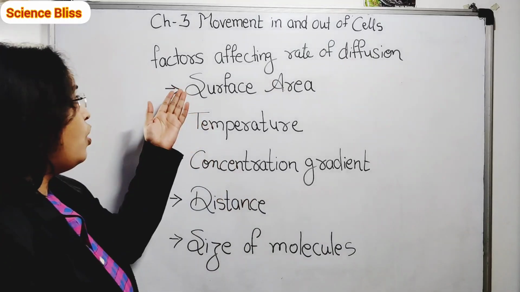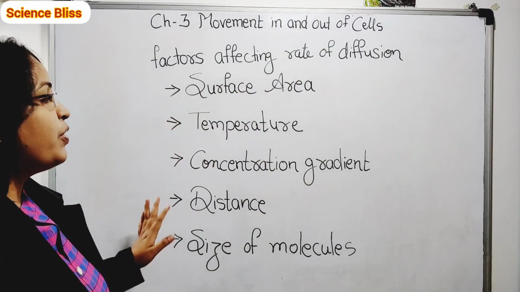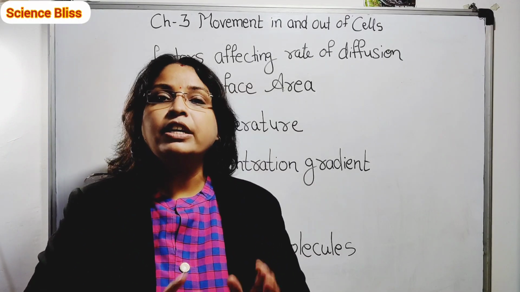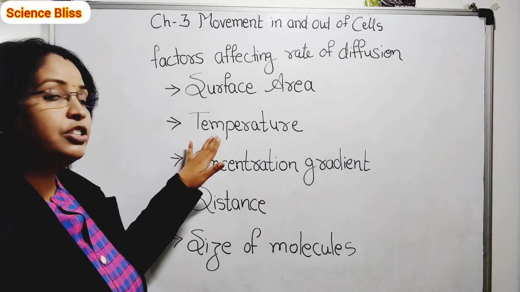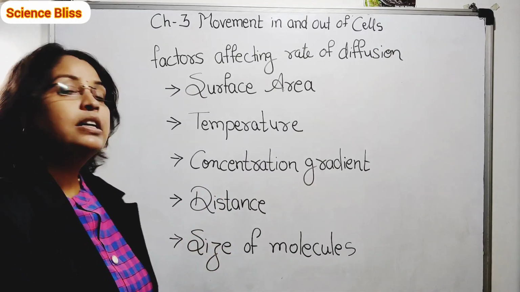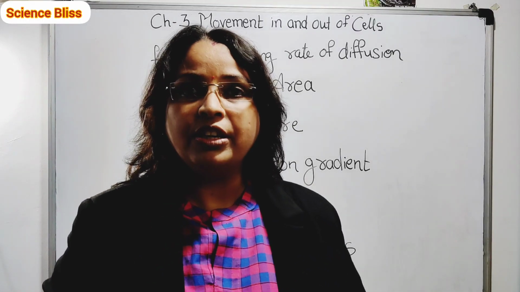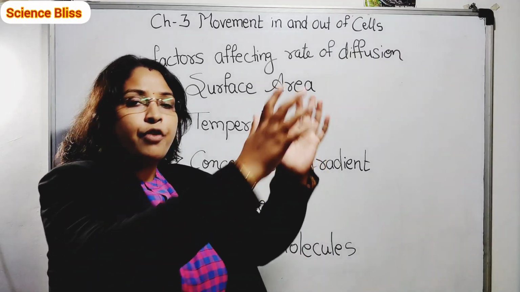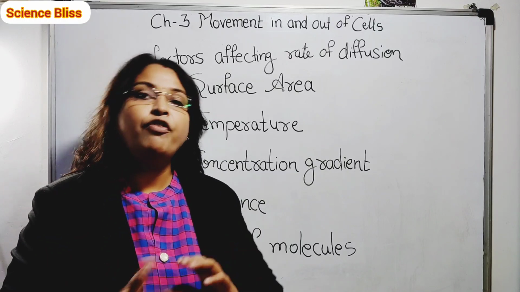Today we are going to have a look at factors affecting the rate of diffusion. These are some of the factors that affect the rate of diffusion. Rate of diffusion means the speed at which the diffusion will be taking place. That is surface area, temperature, concentration gradient, distance and size of molecules. These are some of the factors that will affect the rate of diffusion at which the diffusion will be taking place. From higher concentration to the lower concentration, there will be a movement of molecules.